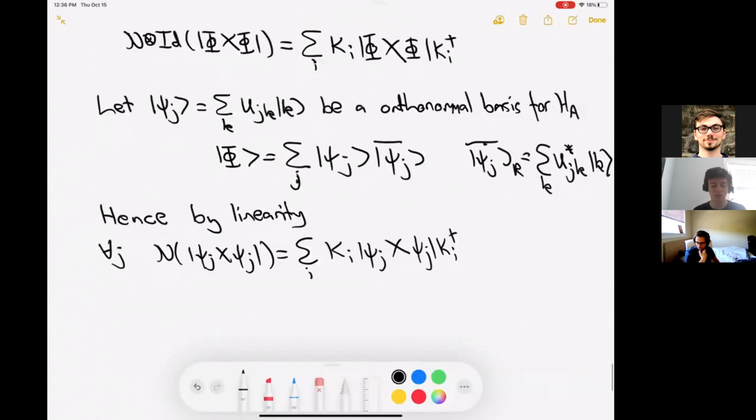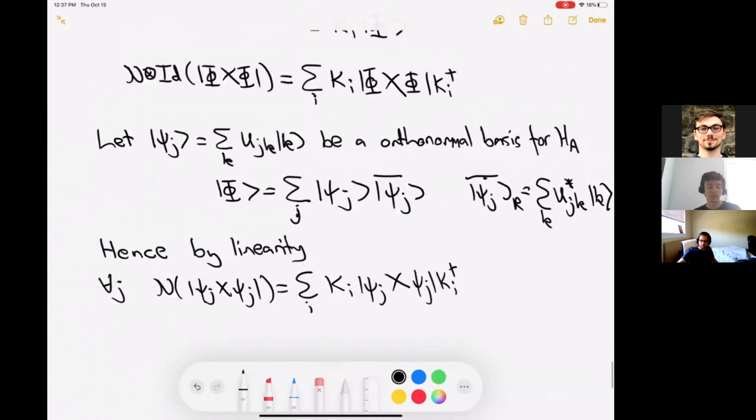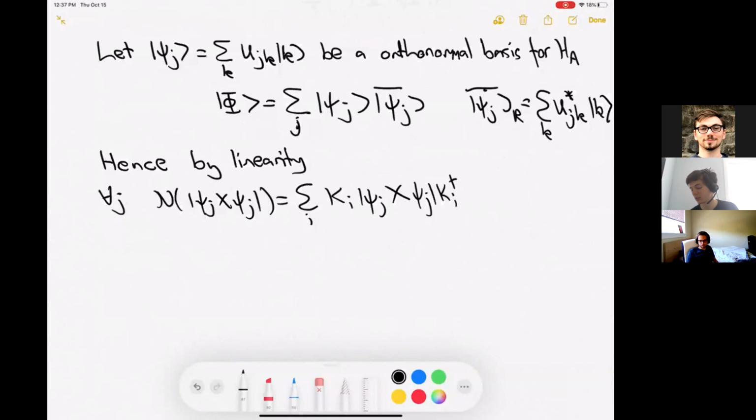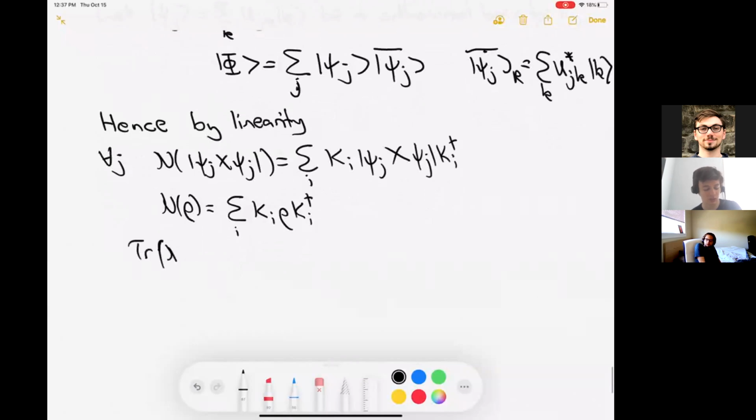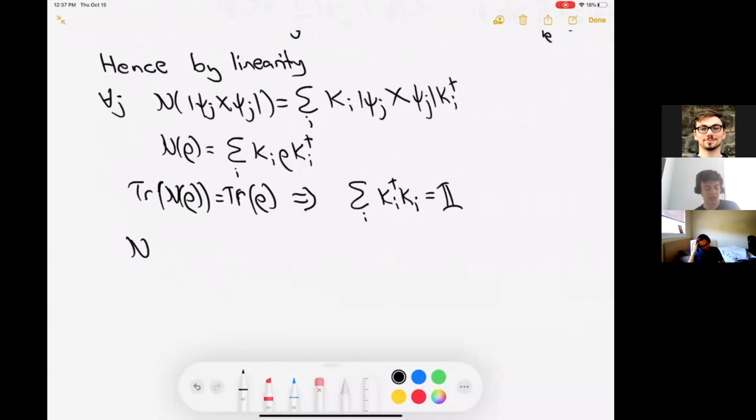So we really used here the fact that this state is maximally entangled. That's why we needed the complete positivity to then say that for any state psi j, this phi can be written as a superposition over psi j's. And that tells us that for any state this must work, and then N of rho is the sum over i, Ki rho Ki dagger, as desired. Similarly, trace N of rho equals trace rho applies pretty immediately, and the sum over i, Ki dagger Ki is equal to the identity. So N is a channel.